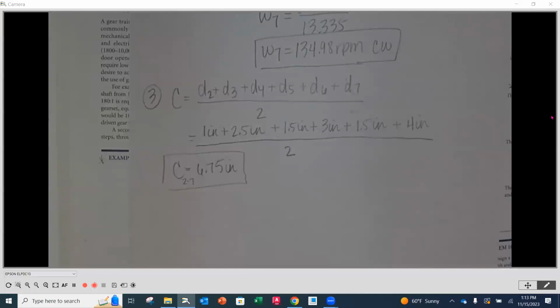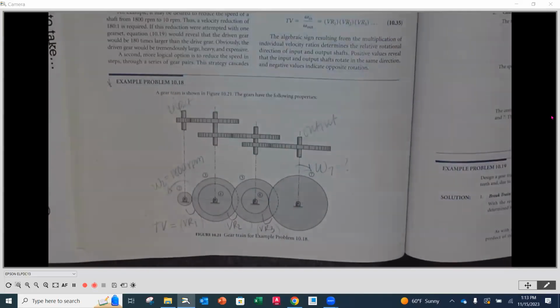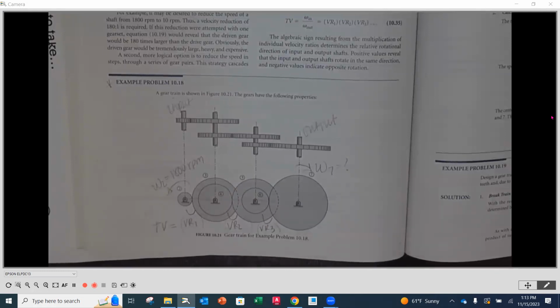So looking at gears that are in a train, when we have more than one velocity ratio, more than one set of gears that are trained together or sequenced together to obtain something other than just one velocity ratio, we multiply those velocity ratios to get a train value. Then, using that train value, we can figure out what's going on the other side, as well as center distances, based on the physical sizes.